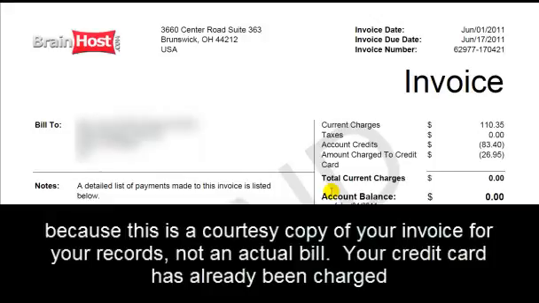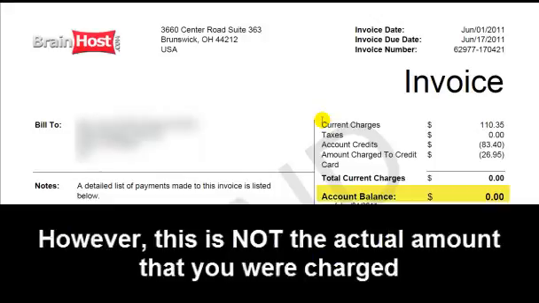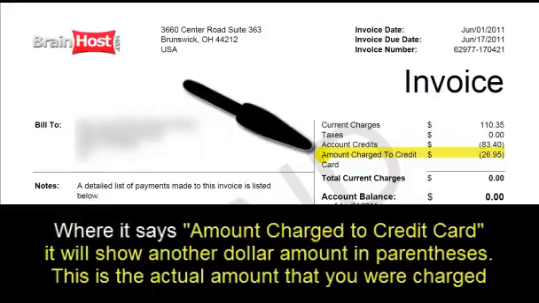Notice that where it says current charges, you will see the total amount you would have been billed as if you had not gotten a discount through whatever special promotion you came through. However, this is not the actual amount that you were charged. Where it says account credits, it will show a dollar amount in parentheses. This is the amount that was taken off your bill for the promotion. Where it says amount charged to credit card, it will show another dollar amount in parentheses. This is the actual amount that you were charged.